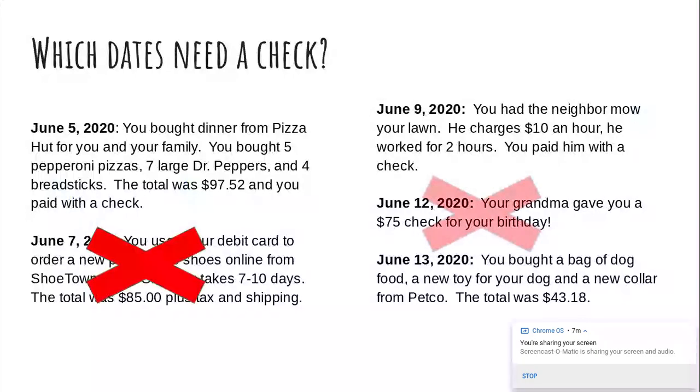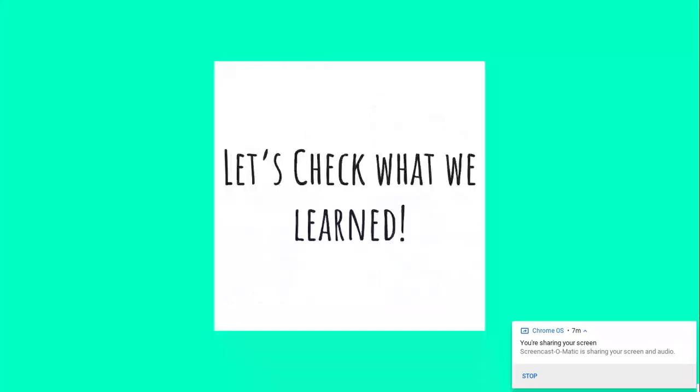So let's go back. Okay, so we are going to see what we learned, okay? And so with this, it's going to be a little quiz. It's just going to kind of check, and it's going to go over everything that we just talked about. So the top 5 will be matching the parts to the check. And then the bottom ones will be a fill in the blank of the vocab that we learned, okay?